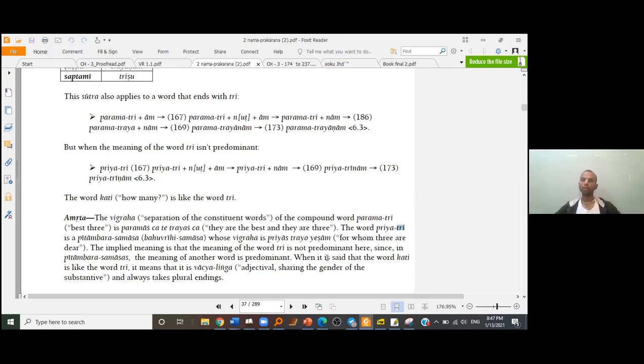So how would you do the Samasa Vigraha for Pitambara as Tatpurusha? Pitaha Ambaraha, a yellow cloth. In this case, I would say Priyaha Trayaha, so then it would be Priya Trayanam, right? Three dear ones. I think you're correct.